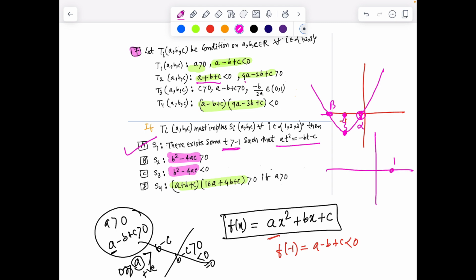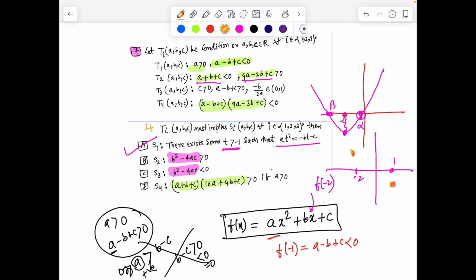Second is, does T2 imply S2? So T2 is what? Again, f of 1 is negative. So this time at 1 we have a negative output. And what about 4a minus 2b? That gives a hint of ax squared to be 4b, meaning x will be plus minus 2. And since the coefficient of x has to be minus 2, the second represents f of minus 2.